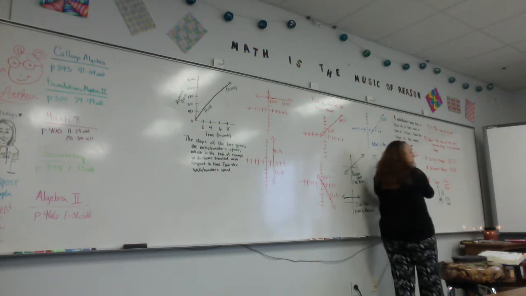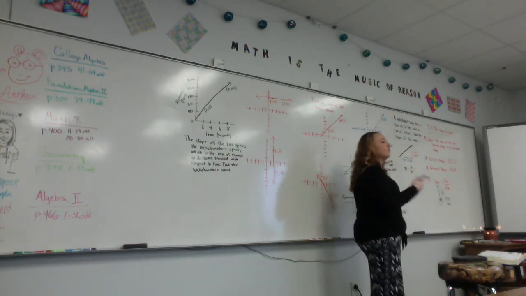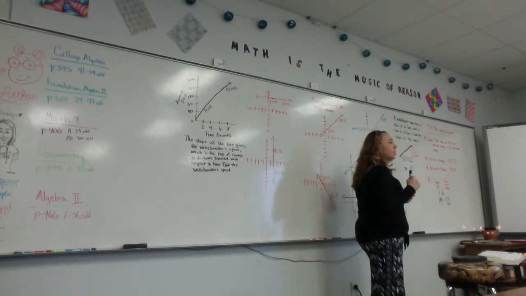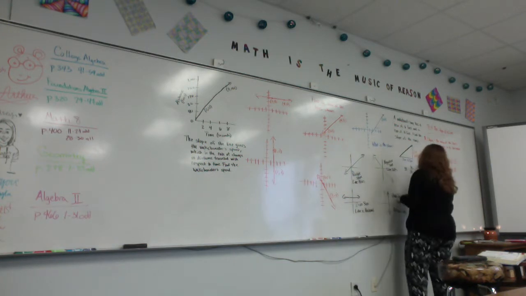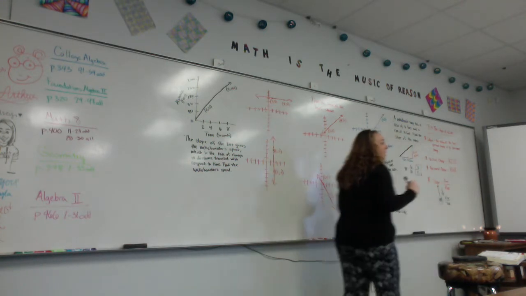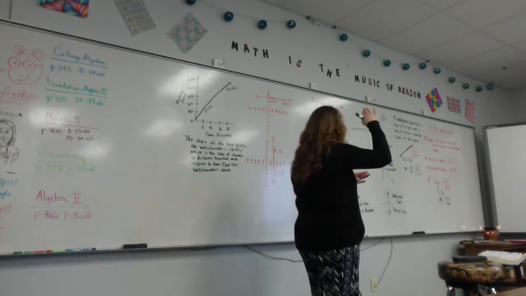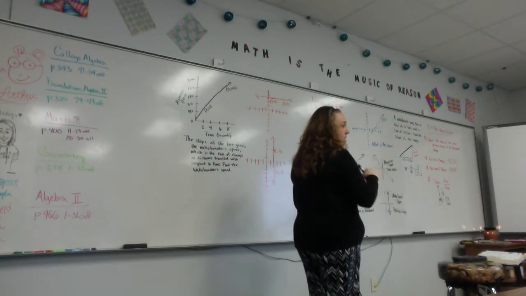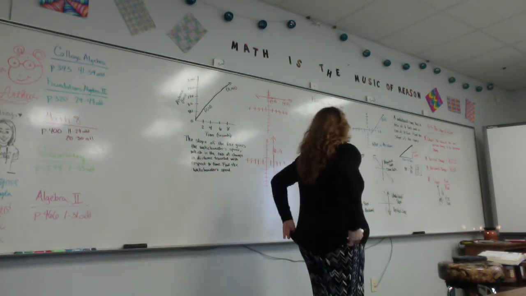Now, here's the deal. With slope, I always want to reduce. So what's 6 over 10 reduced to? 3 over 5. So my slope is 3 over 5. I rise 3 units and I run 5 units. That's how I'm going to find a slope.